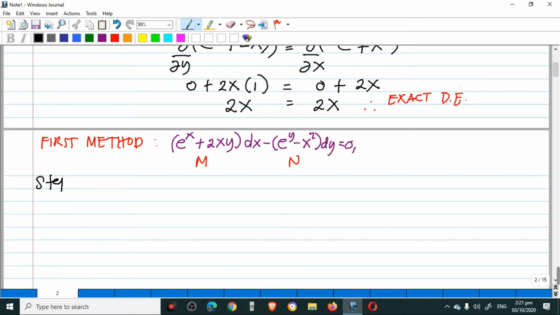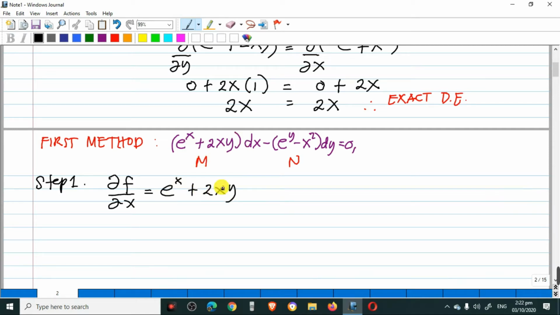Step number 1. Let us find equation number 1 and equation number 2 using this equation. So, the partial derivative of the function with respect to x is equals to M. Diba? This is equals to M. Our M here is simply equals to this. So, M is equals to e^x + 2xy.